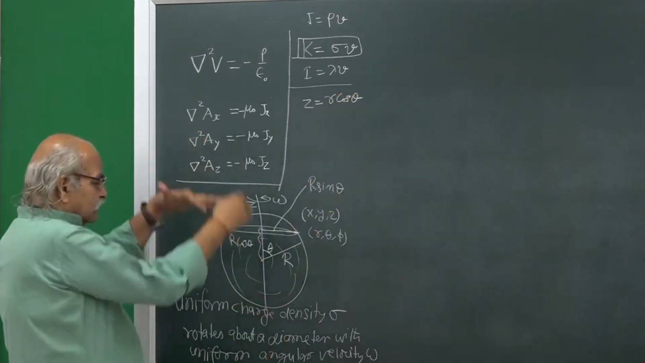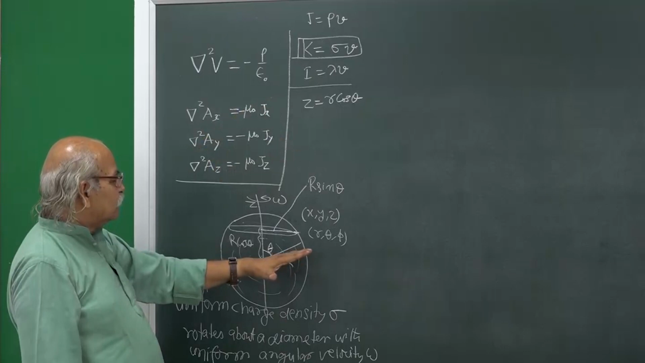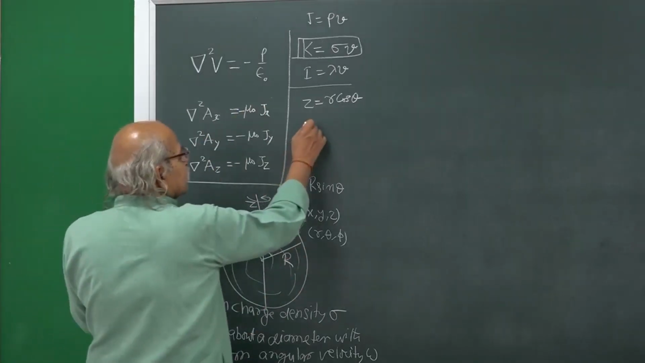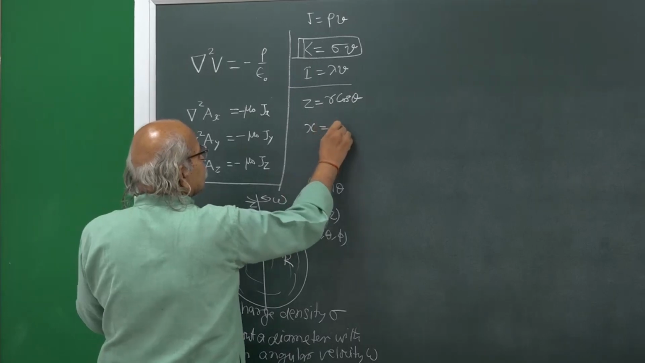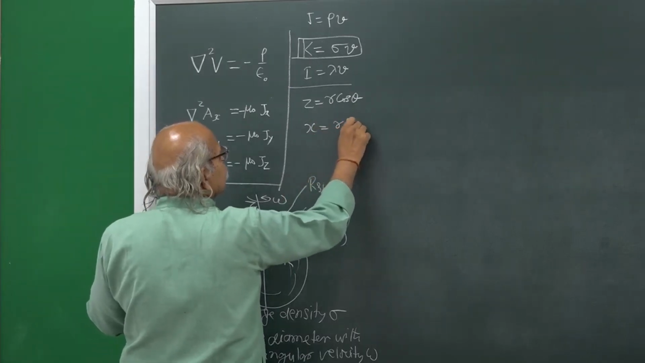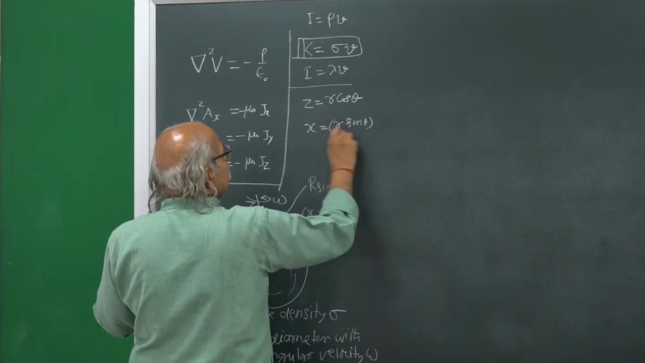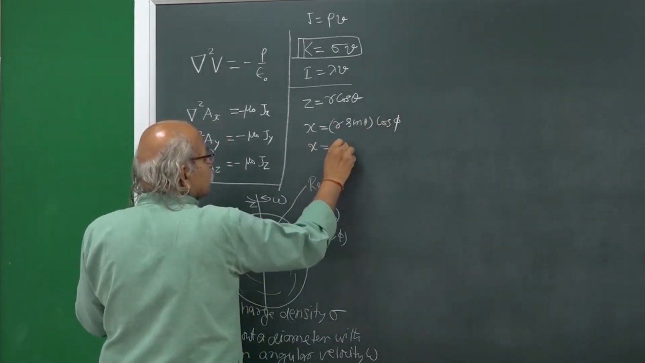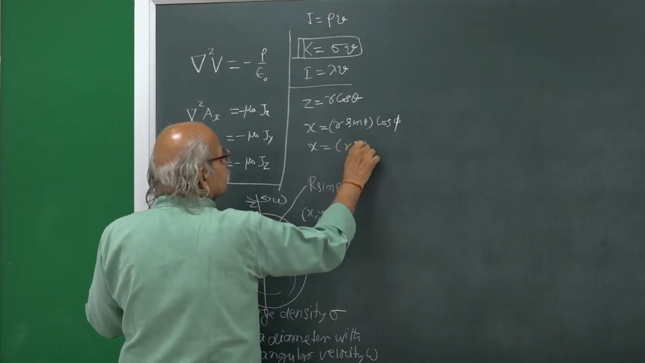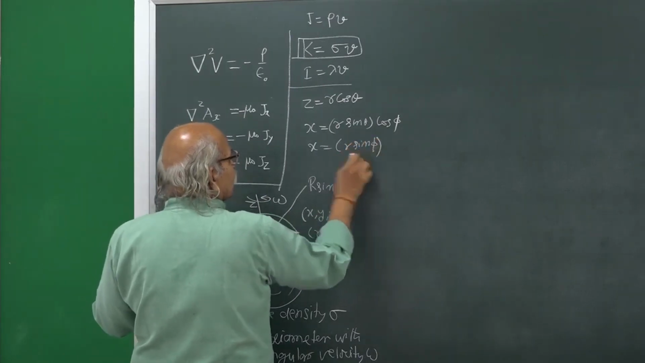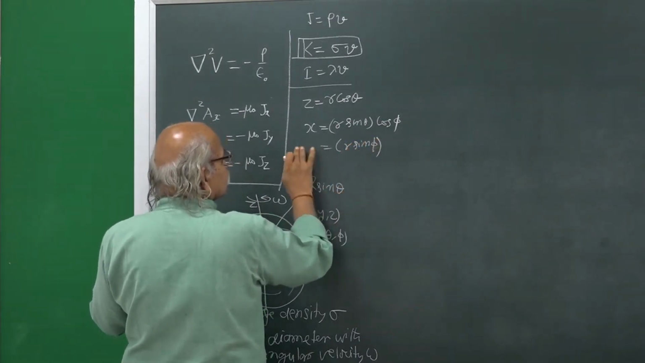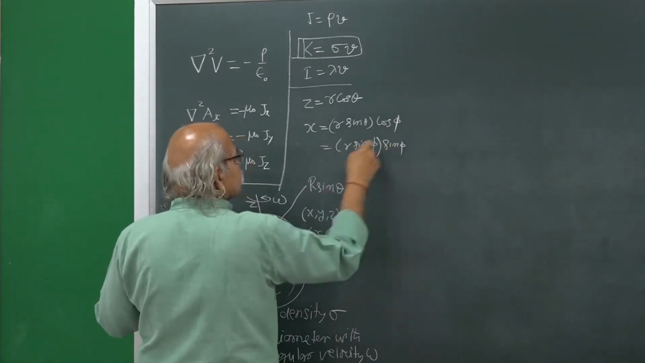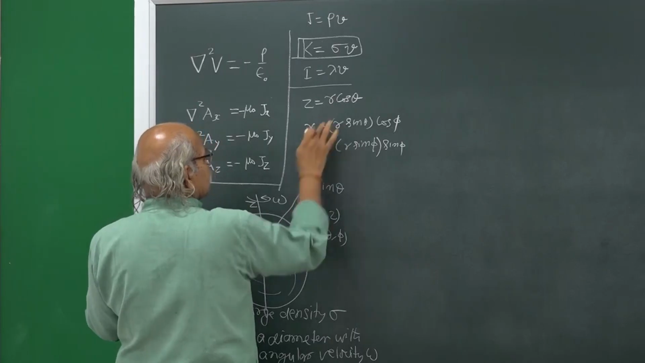Then if you take the other side, one component is this side, one component is on the xy plane, then the magnitude of that is r sin theta. Then you multiply by cos phi, you get the x coordinate, you multiply by sin phi, you get the y coordinate, cos phi here and sin phi here, right, and z is of course r cos theta.